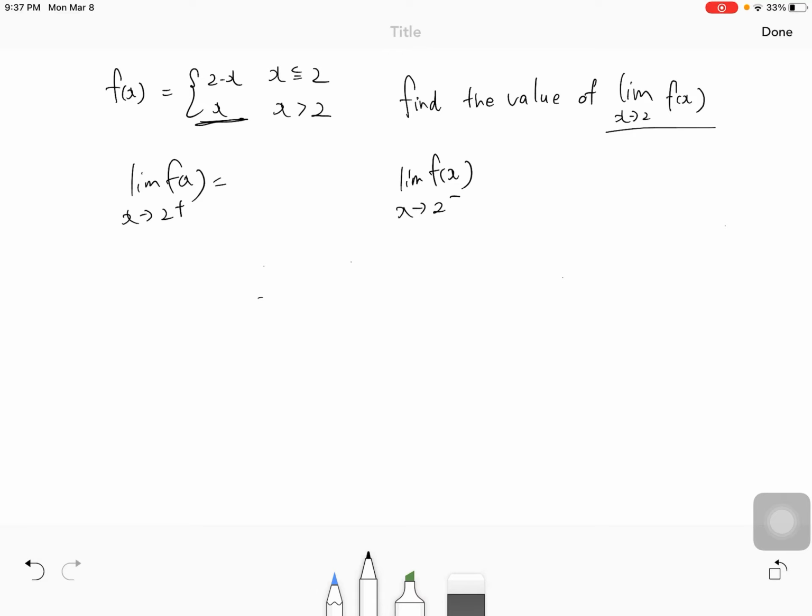So let me plug in 2 here. So the limit of x as x approaches 2 from right side is going to be 2. Okay. Then next, limit of f of x as x approaches 2 from left side, you are going to use this equation. So limit of 2 minus x like this. Then you just plug in 2 here. 2 minus 2 is 0.